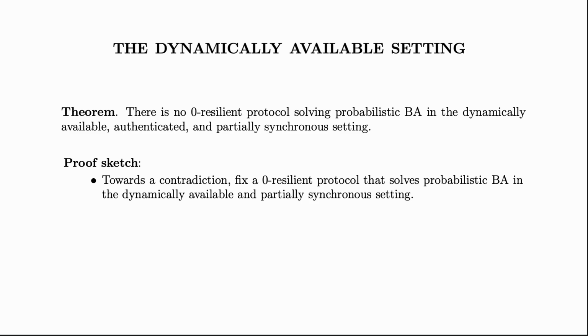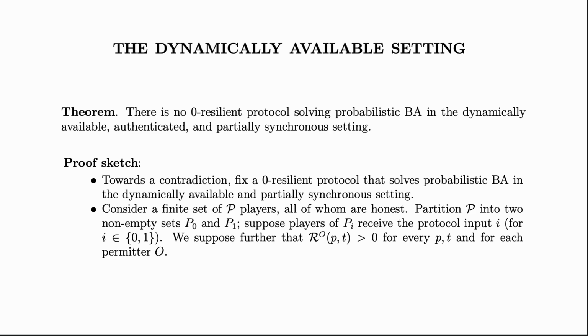Okay, so how are we going to prove this? Well, towards a contradiction, let's fix a zero resilient protocol that solves probabilistic Byzantine agreement in a dynamically available and partially synchronous setting. Okay, then consider a finite set of players P, all of whom are honest. So there's no need for Byzantine action here. We'll partition P into two non-empty sets, P0 and P1. And we'll suppose the players of Pi receive protocol input i. So players in P0 receive input 0, players in P1 receive input 1. We'll also suppose all players have non-zero external resources. If you want to consider stake, then let's just suppose everyone starts off with one unit of stake. The details there aren't too important.